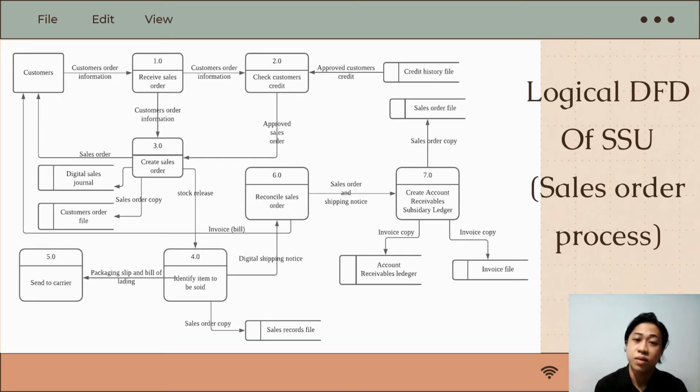Then the sales order and the shipping notice will be sent to the account receivable department. The department will create an account subsidiary ledger and file the sales order copy in the department and update the account receivable ledger using invoice copy and file the invoice copy in the department.